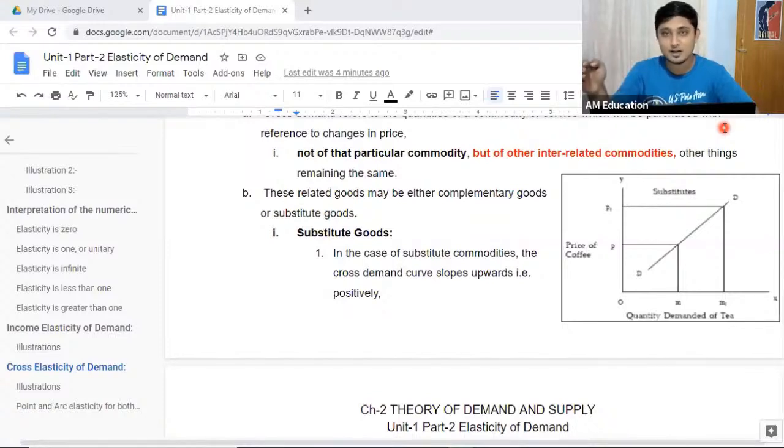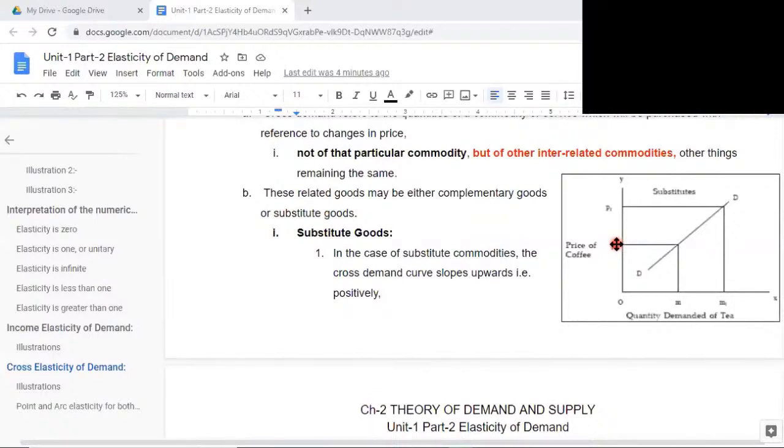But other than that, for all the other things, when the price increases, does the quantity demanded of that good increase? That's why it's easy to remember that if the price of the substitute rises, say Nokia phone, MI phone, Samsung phone, Apple phone are all substitutes, are Nokia phones substitutes or not? Yes or no?